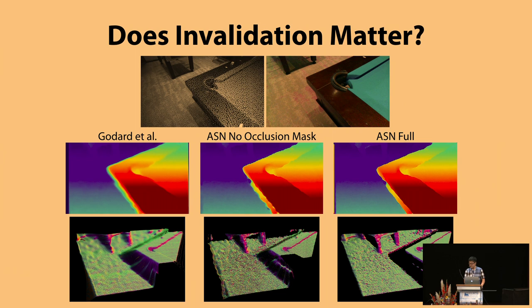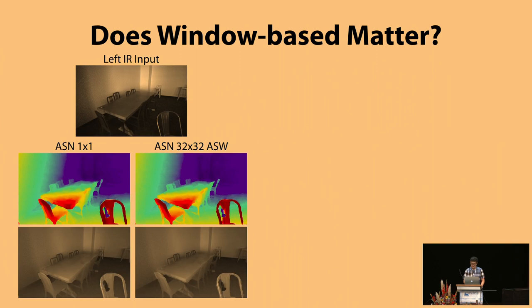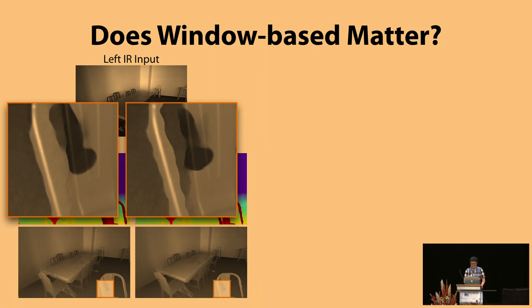And lastly, we show a comparison between models trained without and with adaptive support weight based window aggregation. With the window aggregation, the estimated disparity maintains thin structure well and aligns tighter to the input image.